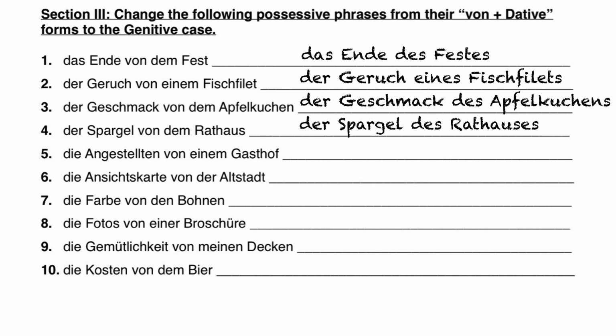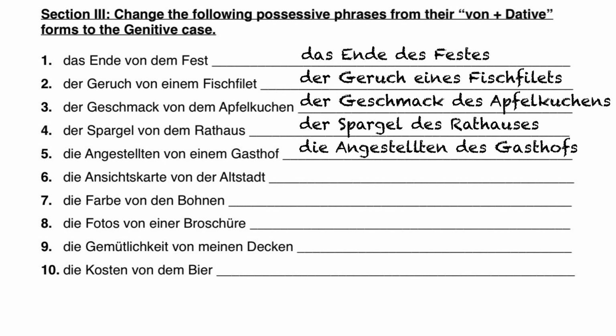Die Angestellten von einem Gasthof. The employees of a hotel. In this one we have again a masculine or neuter noun. It's kind of irrelevant, but it has einem, so we know that it's either masculine or neuter. So we have to have this as des Gasthofs in the genitive.